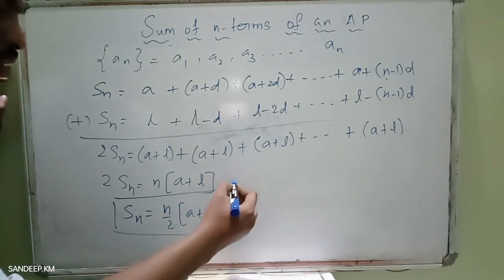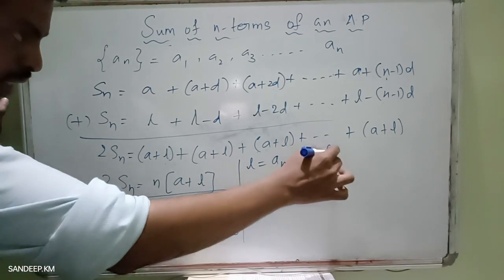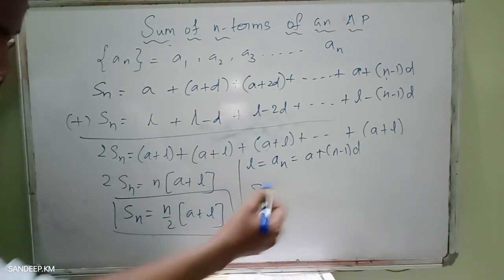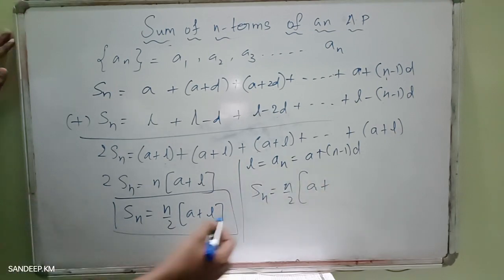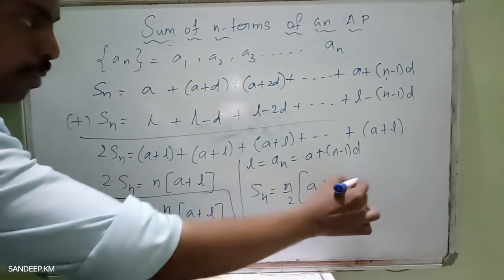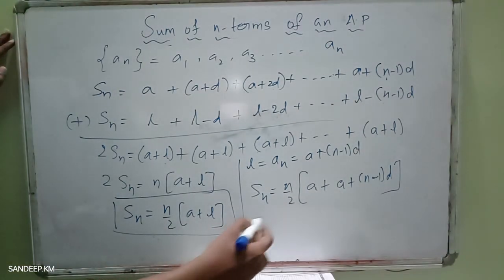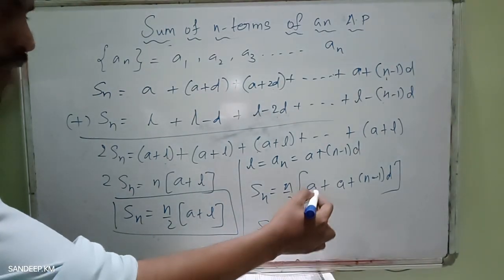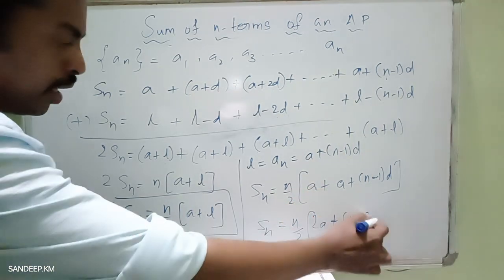So we know that L is equal to the nth term, that means a plus n minus 1 into d. And if I substitute the same in this formula, we get Sn is equal to n by 2 into a plus, the last term L which is a plus n minus 1 into d. So therefore Sn is equal to n by 2 into a plus a is 2a, 2a plus n minus 1 into d.